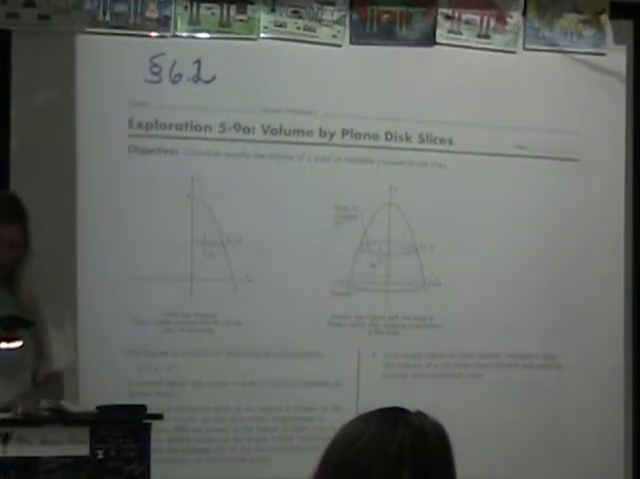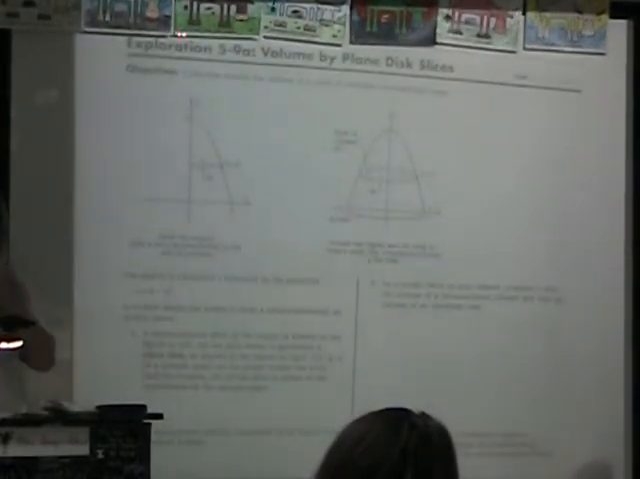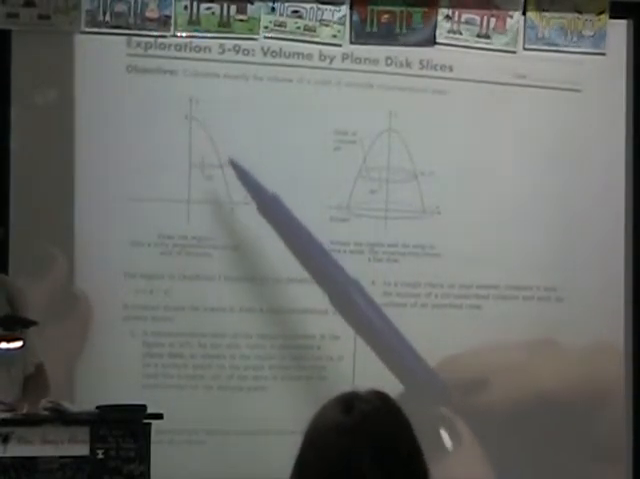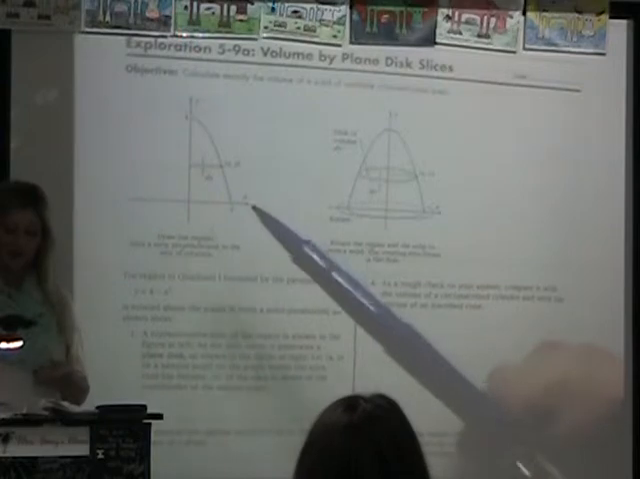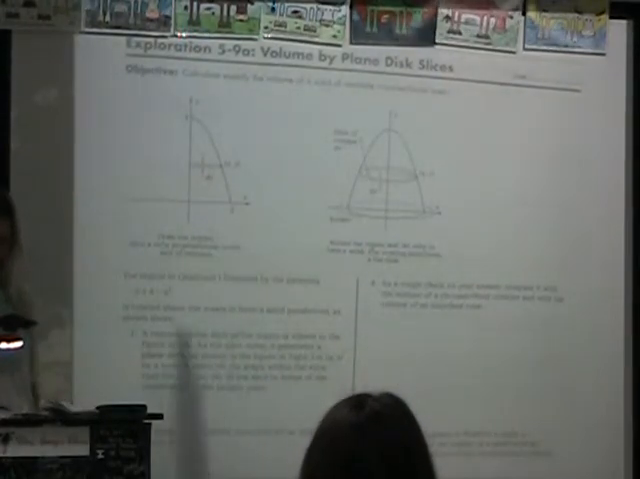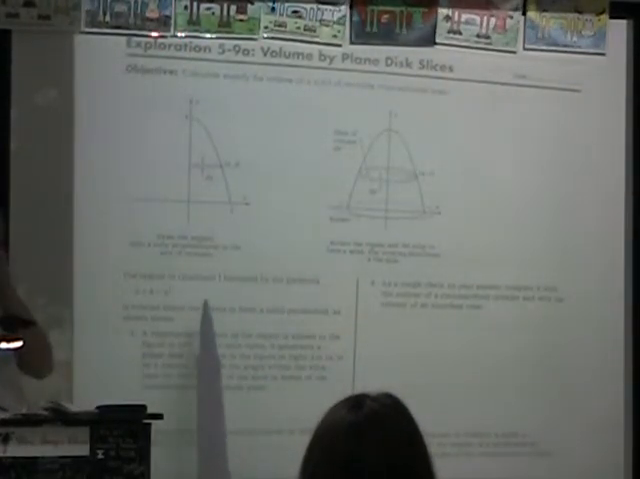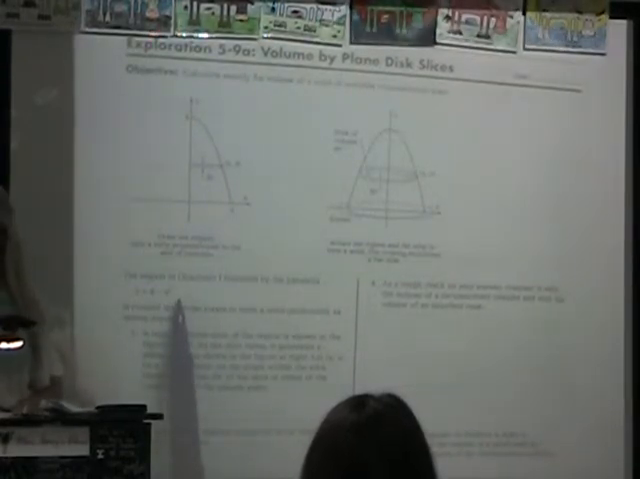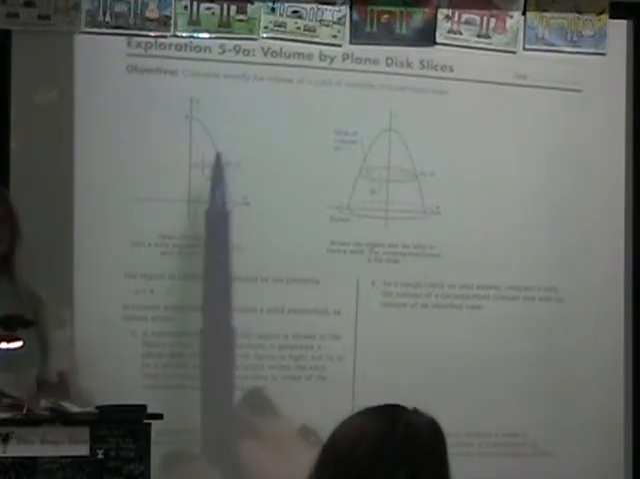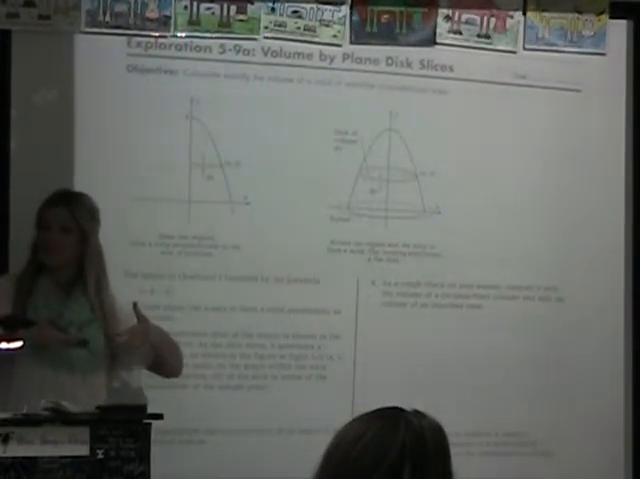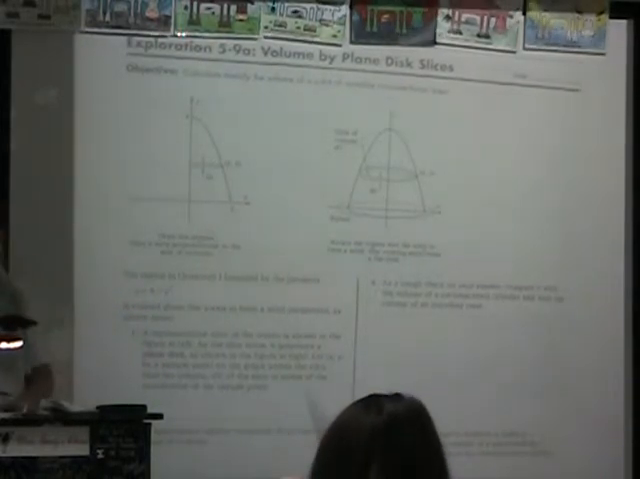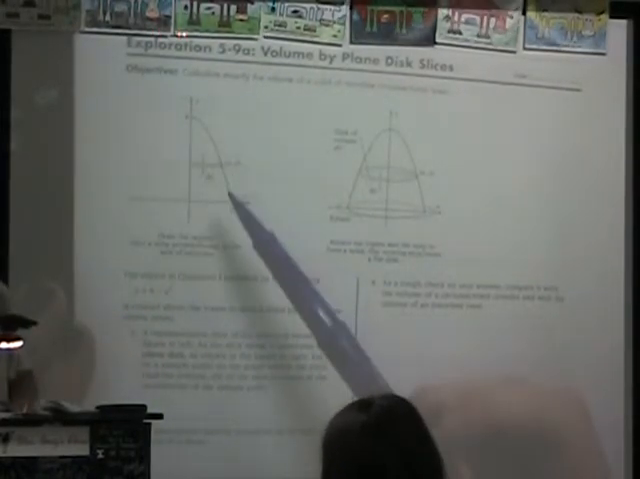So if you'll look at the guided notes with me, what you see here is a parabola, or half of a parabola in the first quadrant. It says that we have the region in quadrant 1 bounded by the parabola y equals 4 minus x squared. Hopefully you recognize that because it's a parabola that's been reflected over the x-axis and shifted up 4 units. And we're looking at only the area bound in the first quadrant.